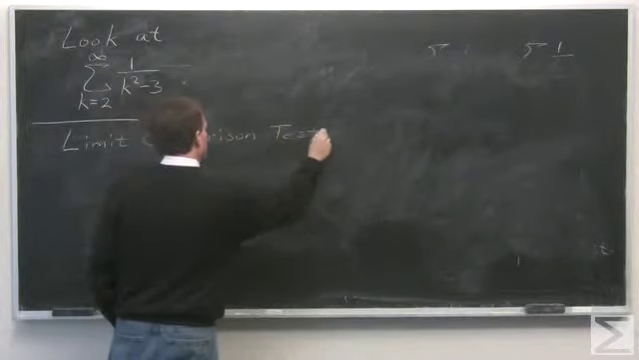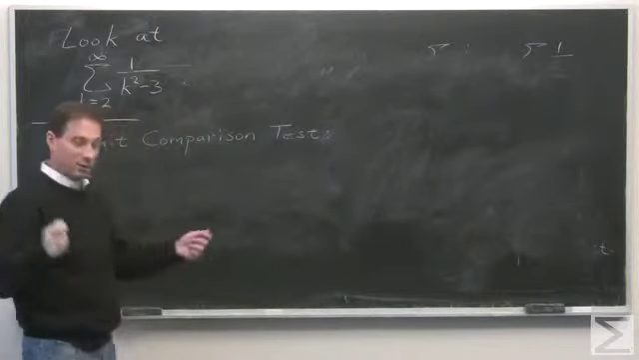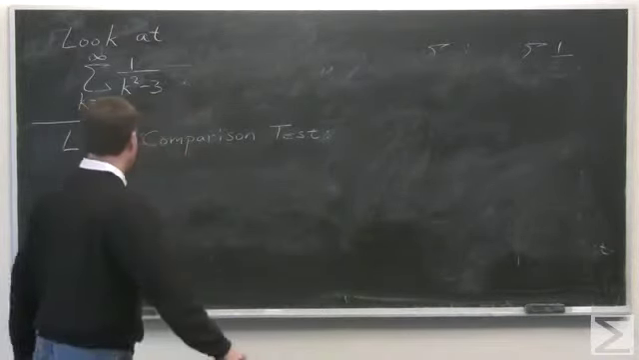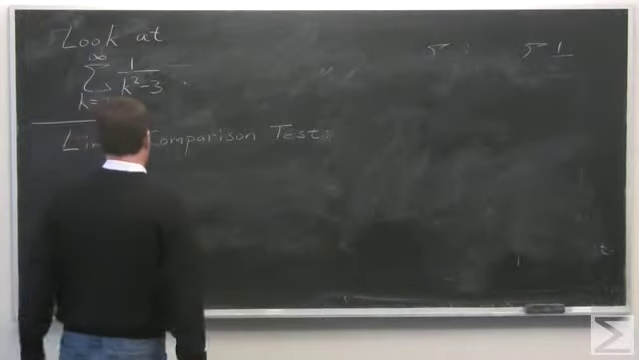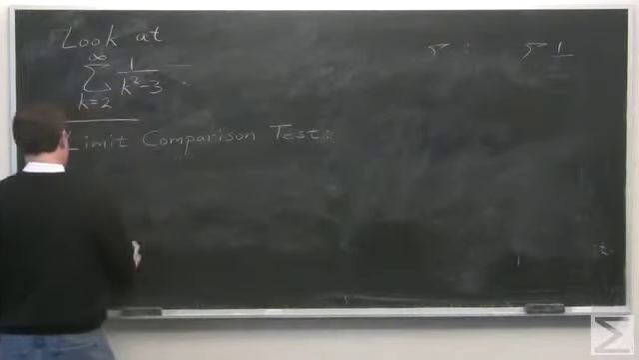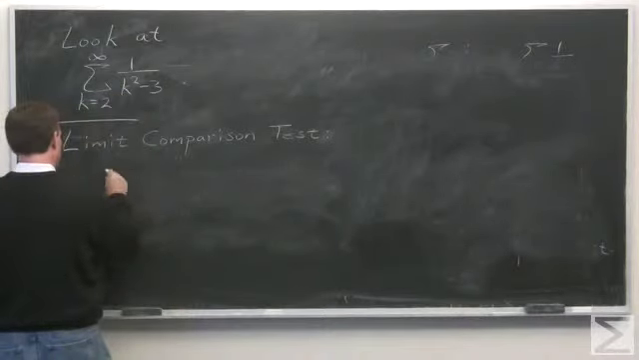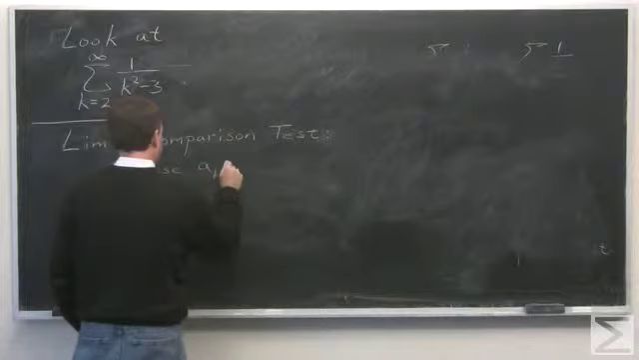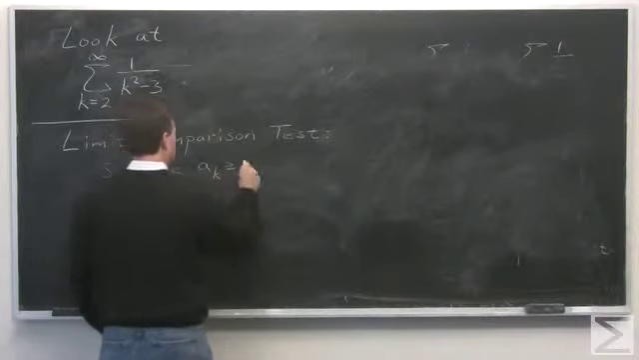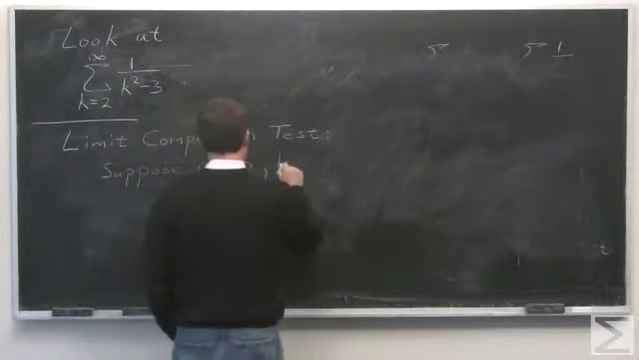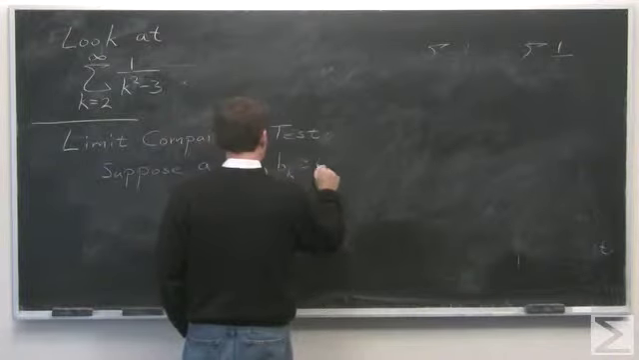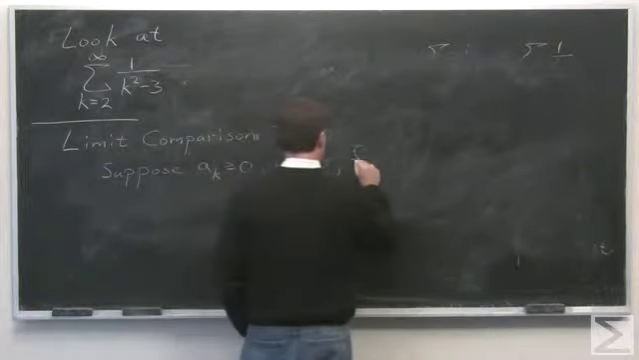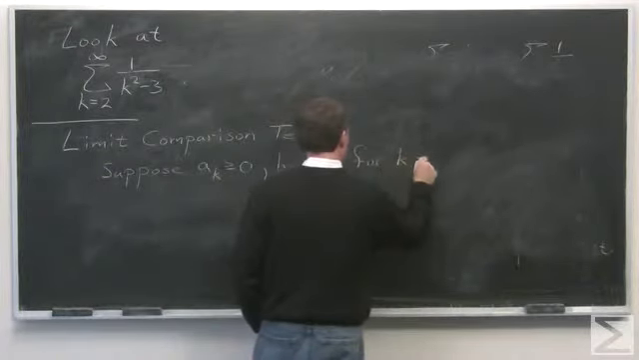What it says, you compare two series. So just as in the comparison test, but it involves a limit. So suppose you've got two series. So you've got AK is greater than or equal to 0 and BK is greater than or equal to 0 for K greater than or equal to some starting index.